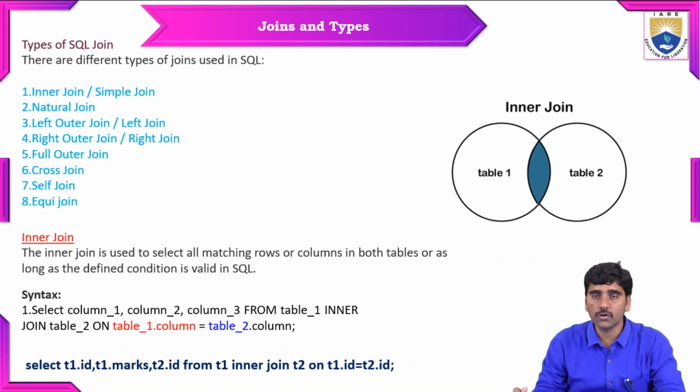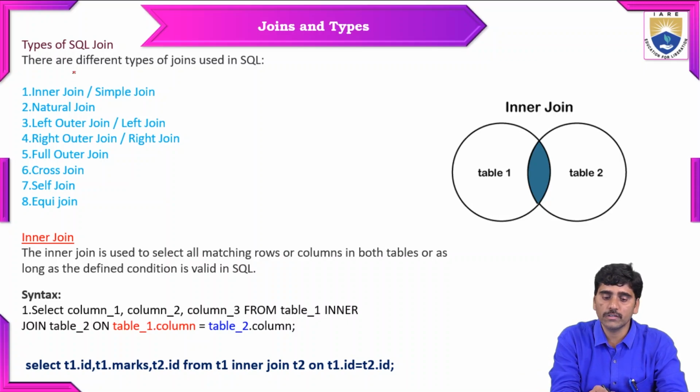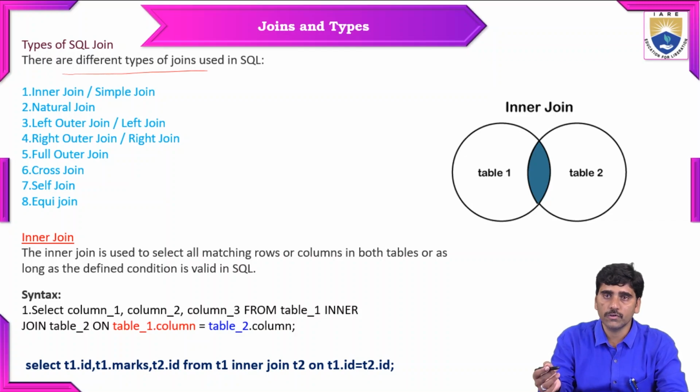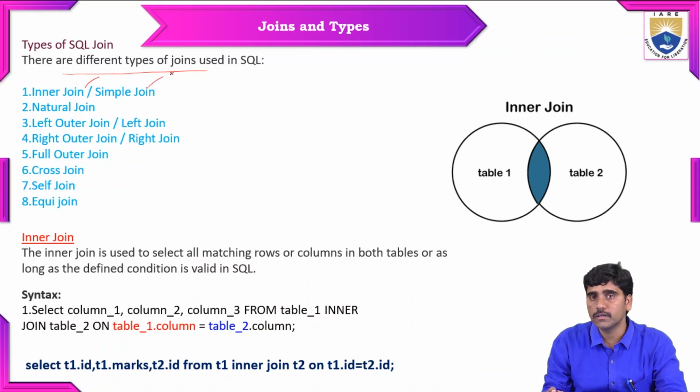Generally, a join is nothing but a condition which is used to retrieve information from two tables. On the basis of the condition, the two tables are linked together and display the result. There are different types of joins available in SQL. What are those types of joins? The first one is inner join or simple join.